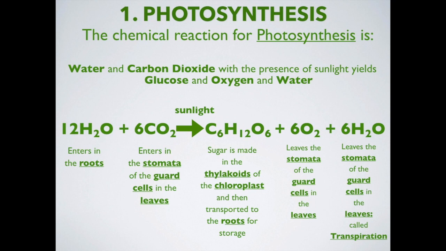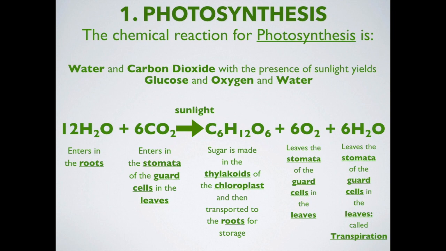That H2O enters in by the roots. Not only is that entering the plant, but CO2. There's 6 molecules of CO2 entering into the stomata, which is the space of the guard cell. Now, the guard cell is like a little lip all over the plant in which it's breathing in.